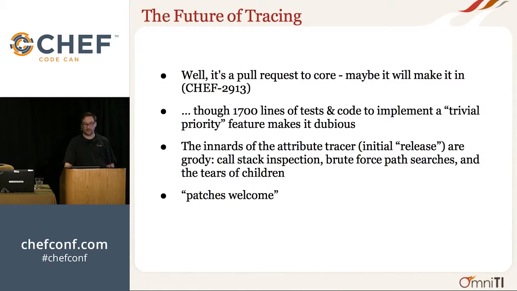So the future of this, like I said, is the pull request. Maybe it'll make it in, though it is about 1,700 lines of changes, and 900 of that's in testing. So that's a lot. We'll see what happens. The innards are pretty grody. The mechanism by which it works is call stack introspection. In other words, whenever a set call happens, it tries to examine the call stack and figure out what happened. There's also some brute force path search going on, and it's gross.